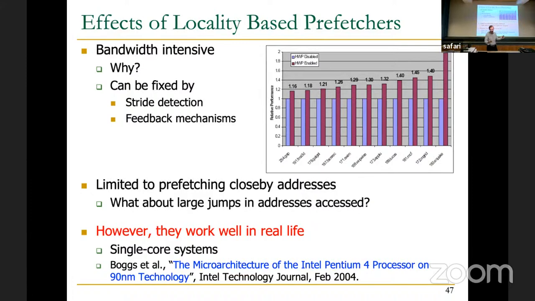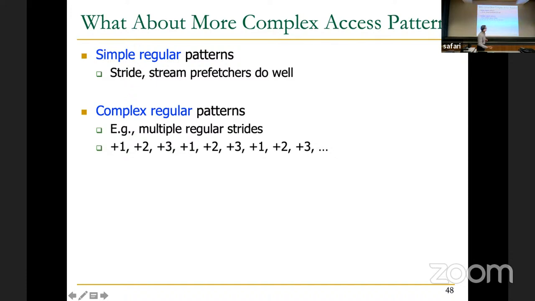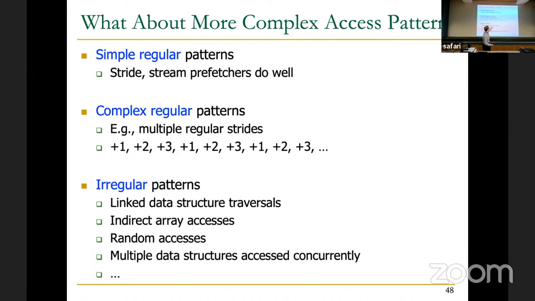Okay, so these are still interesting patterns. Now we've added a little bit more irregularity to the access pattern. This doesn't need to have regular access patterns, but there are even more irregular access patterns, as we will see. So let's talk about some of them. There are simple regular patterns, where stride and stream prefetchers work well. Complex regular patterns also exist, with multiple regular strides. How do you predict them? There are actually prefetchers that try to learn these correlations between address patterns, and there are completely irregular access patterns where you don't have these sorts of strides.